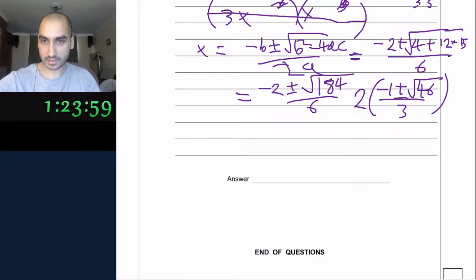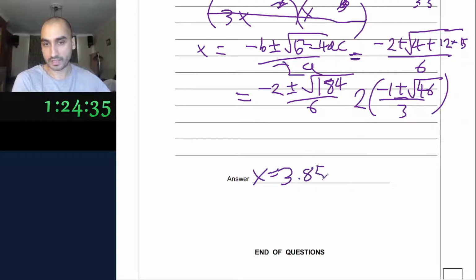Square root of 46. So let's start with the plus. Okay, so minus 1 divided by 3 times by 2. 3.85 to 3 significant figures. X equals 3.85.